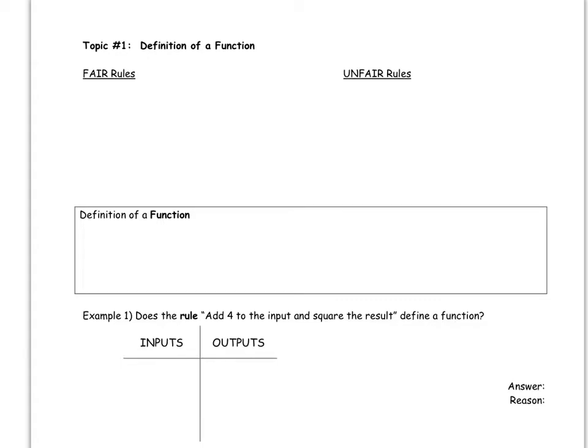Hey everyone, we are doing the Unit 6A packet right now, and we are starting with topic number 1. Our topic for Unit 6A is all about functions. In topic 1, we are just talking about the definition of a function.